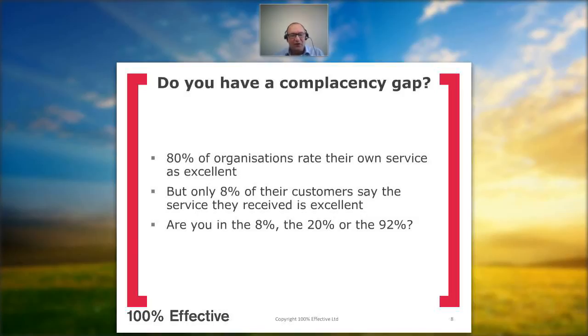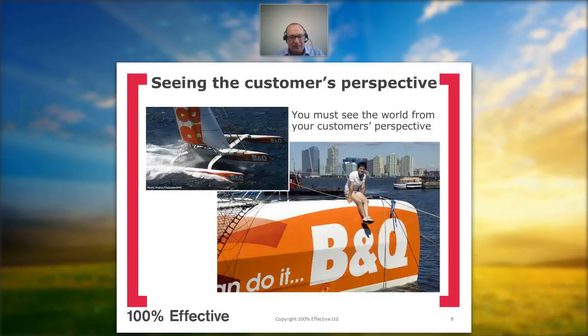However, when you then go and talk to the same customers and really ask them, you discover that's not often the case. So we need to make sure we're not complacent about customer service. We really need to understand what's important to our customers. If we don't, we end up in all kinds of problems.